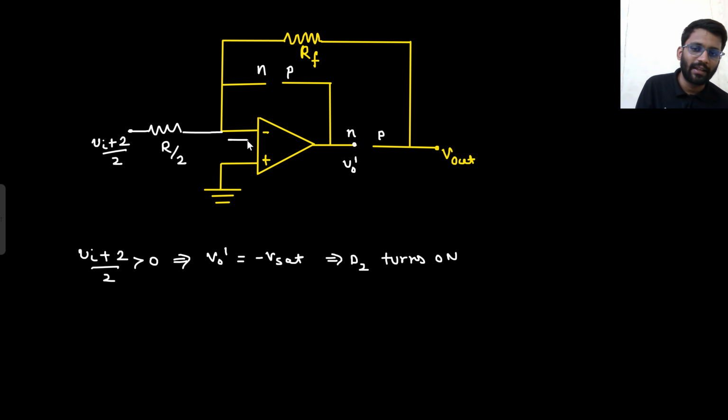Why so? Here there is 0 ampere current, right? This node is open-ended. V naught is open-ended. So certainly there is 0 ampere current through this as well. There cannot be any current here. So this is also 0 ampere current. So here also there is 0 ampere current. If in these two nodes there is 0 ampere current, so certainly through this R by 2 is also 0 ampere current. That's why this V in plus 2 by 2 is directly coming here.